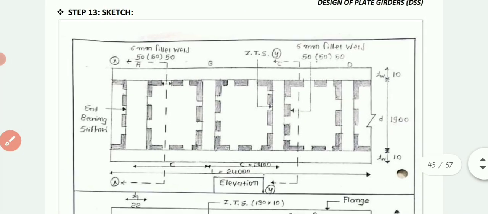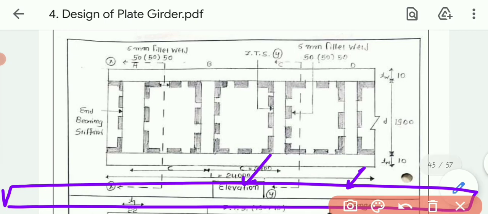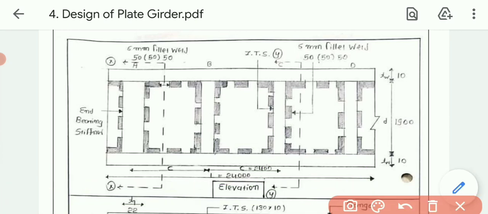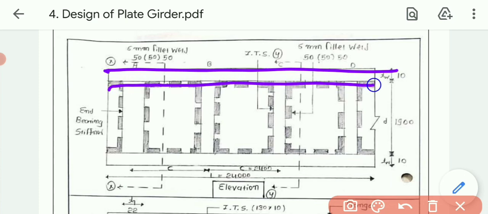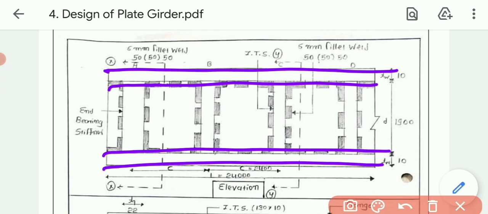And lastly, step number 13, sketch. Say this one is the longitudinal section of the plate girder, meaning we are watching it from the side view, or we can say this one is the top and bottom flange of the plate girder, not stiffener. Okay, this one is our flange. Then just a minute, this one is our web.